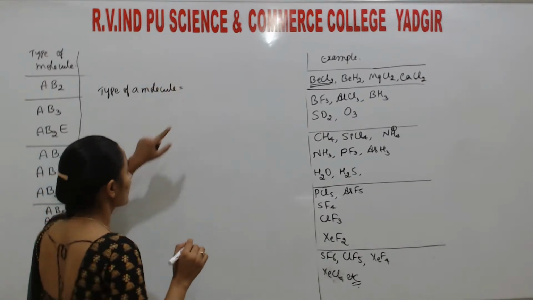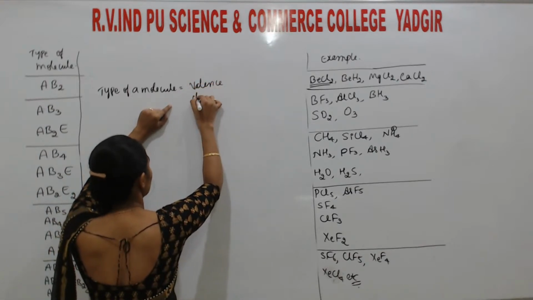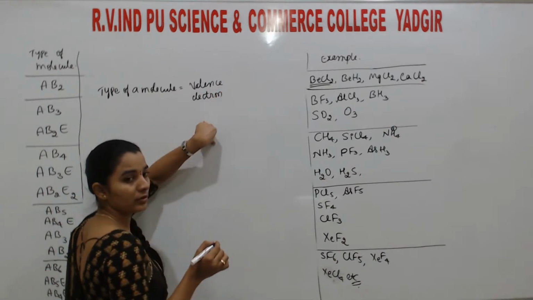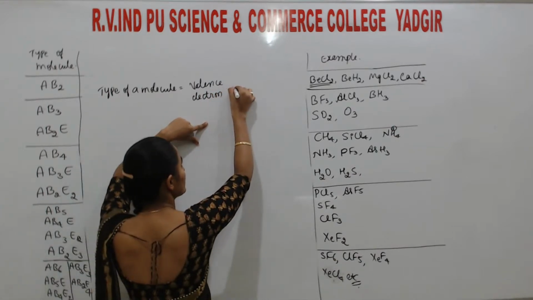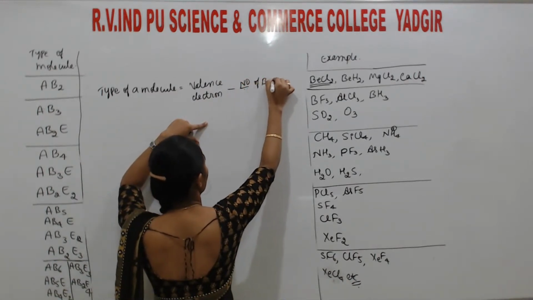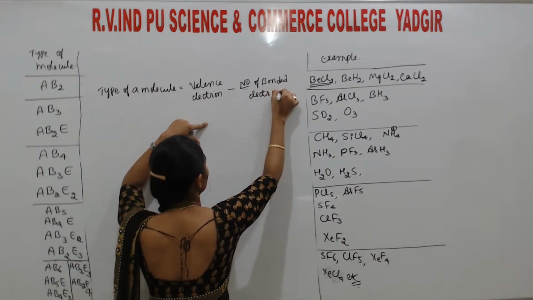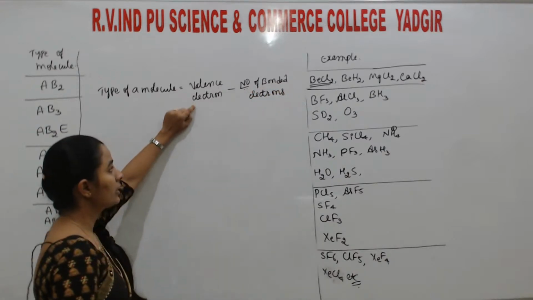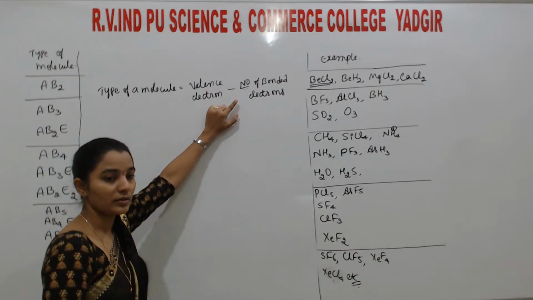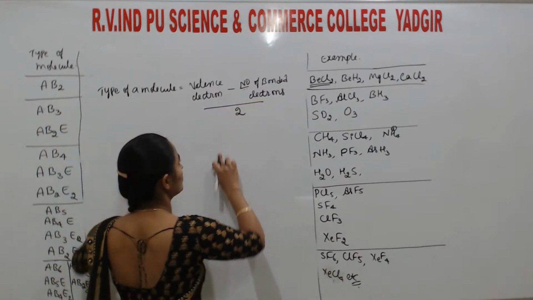Okay, this is valence electrons minus number of bonded electrons, divided by 2.